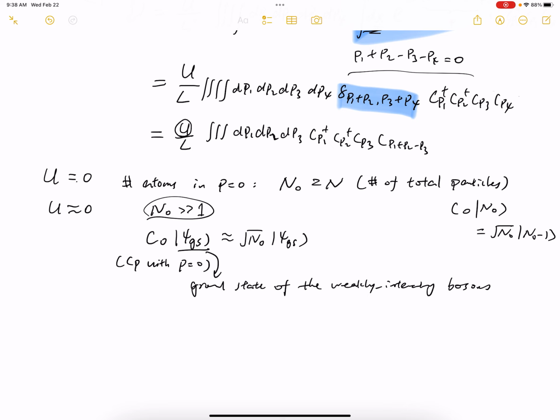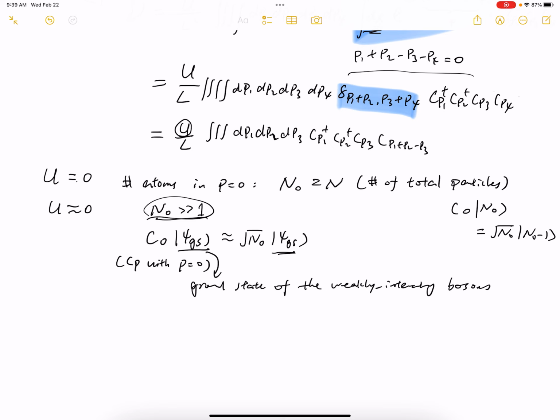But since here we assume n0 is much larger than 1, suppose n0 is like 10,000, and this is like 10,000 minus 1. And these two states are barely different, right? You just remove one particle from a state with many particles. So this is where the approximation actually holds. We're going to assume that they don't actually change the state much. You're just going to get a coefficient of square root of n0. So that's the approximation we make. Later on, we're going to reveal that there's actually a state that exactly makes this true, and that is close to the real ground state of these weakly interacting bosons. But we're going to talk about that in just a second.